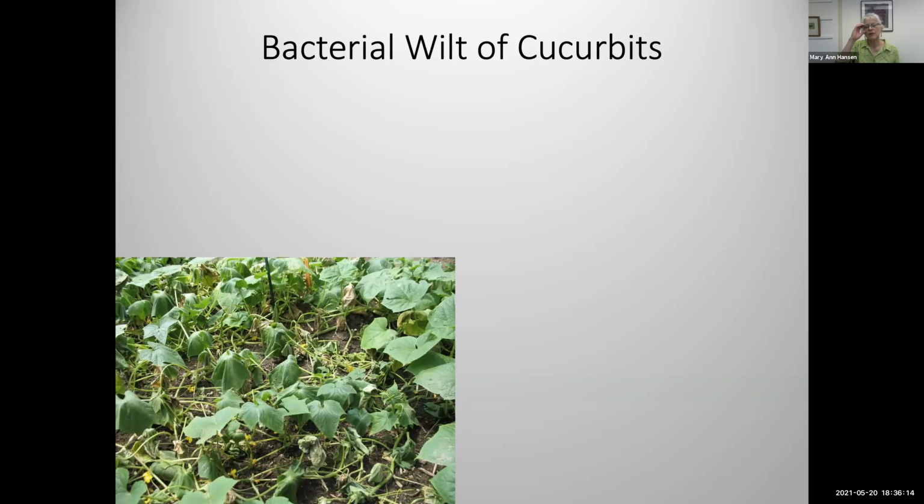Okay, so a totally different bacterial wilt disease caused by a different species of bacterium is bacterial wilt of cucurbits. And mainly that disease occurs on cucumbers and cantaloupe. So some of the other cucurbits, we don't really see that disease in them very often at all. Things like pumpkin and watermelon and squash, we really don't see bacterial wilt in those crops. So it's mainly a problem with cucumber and cantaloupe.